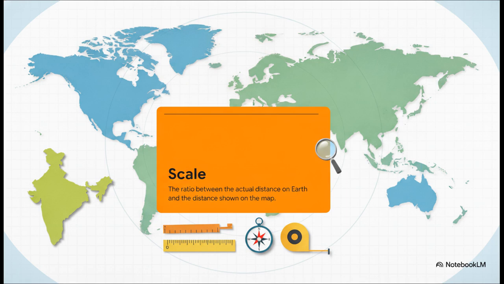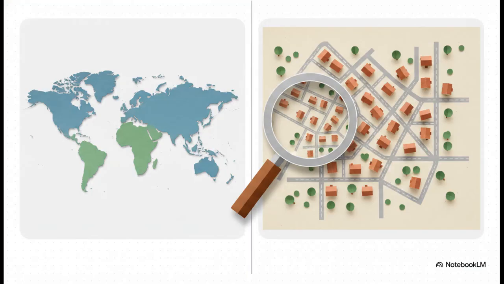The secret is scale. Scale is just the ratio between the actual distance on the ground and the distance shown on your map. It's kind of like magic, letting map makers shrink thousands of kilometers into just a few manageable centimeters. And this brilliantly illustrates why maps look so completely different depending on what they're showing.